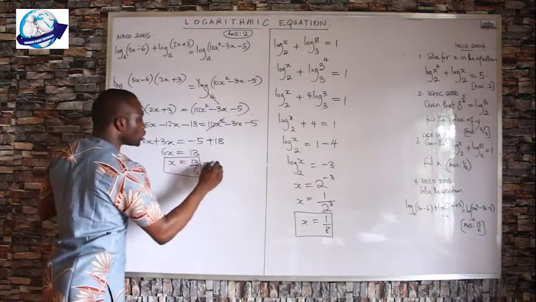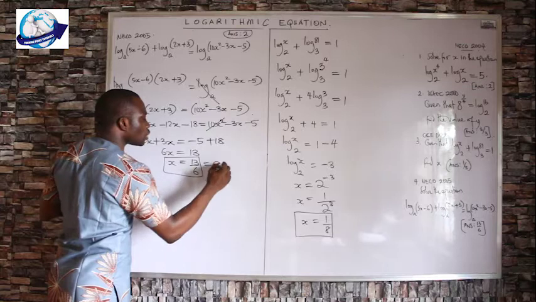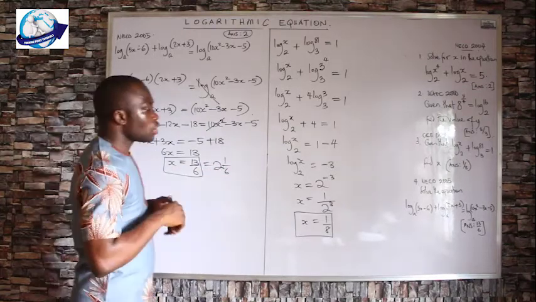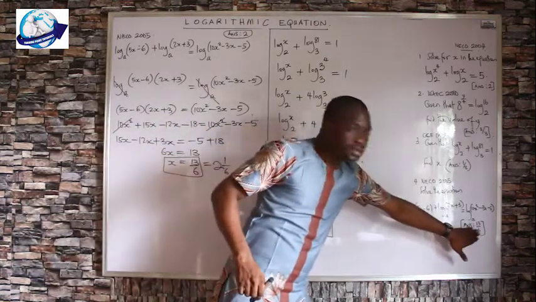6 can go into this two ways: 2 whole number, 1 all over 6. Or you can leave your answer here. So that's what we have here, 13 all over 6.